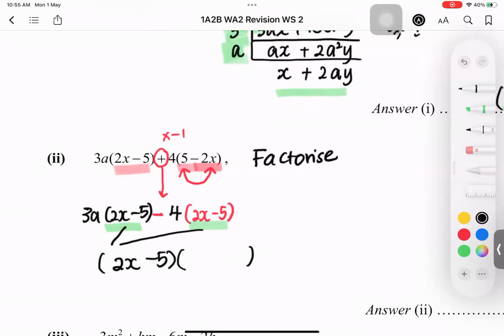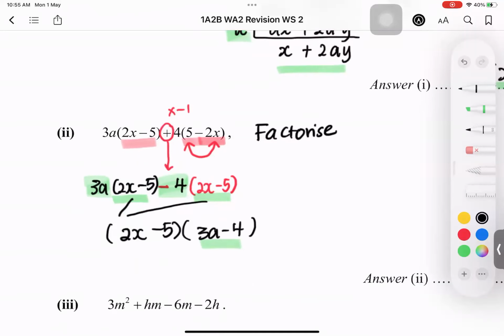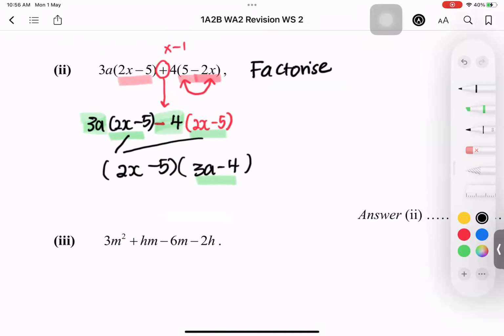Anyone can tell me what's left over here? 3a minus 4. Very good. So you have 3a minus 4. So this is 3a minus 4, the answer. Don't go and expand again. So this is the answer. Okay, so must remember the skill, okay?